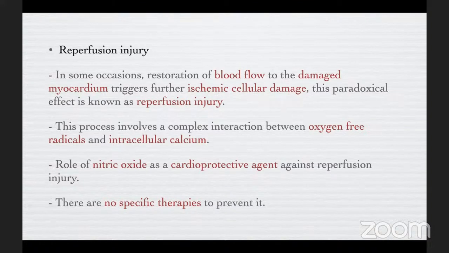The role of nitric oxide, which is an endothelium-derived relaxing factor, as a cardioprotective agent against reperfusion injury has been demonstrated, as nitric oxide works to inactivate oxygen-free radicals and therefore ameliorates the process of reperfusion injury. Despite the improved understanding of the process of reperfusion injury, there are no specific therapies to prevent it.